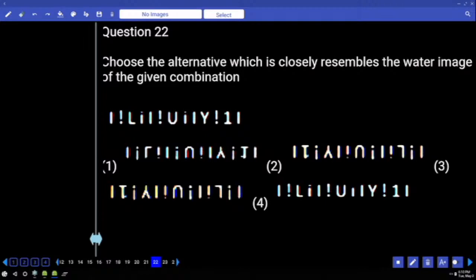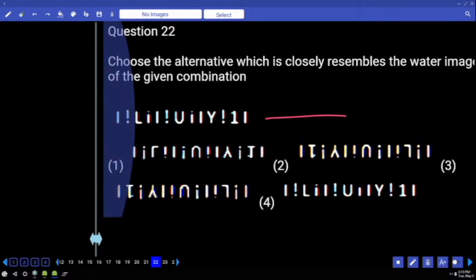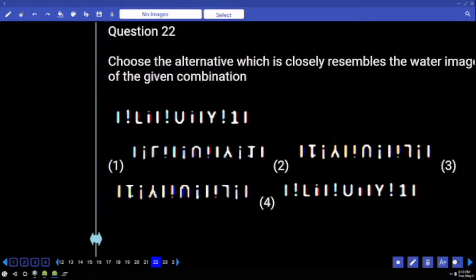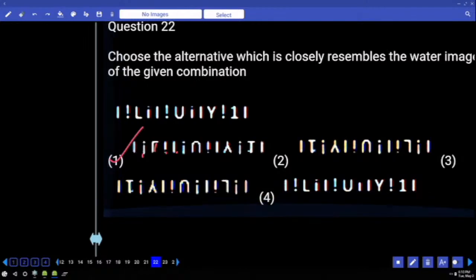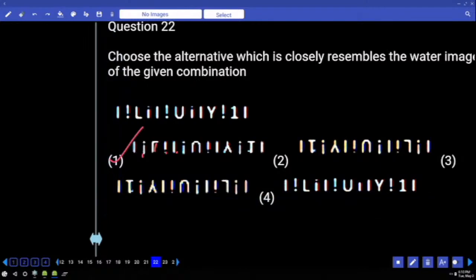Then 22nd. Now in question number 22, choose the alternative which is closely the mirror image of this. Now tell me what the mirror image is here. Water image. Water image means from top to bottom. Top to bottom, now this is fine. And next, L is same, 1. Choice 1 is the answer. Water image from top to bottom.